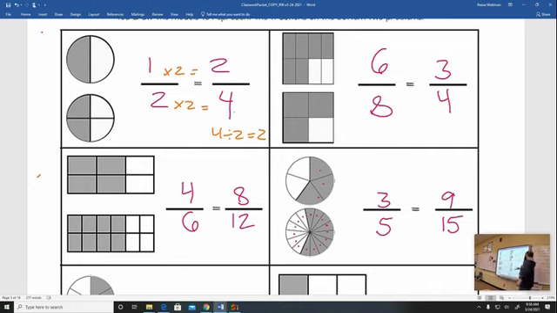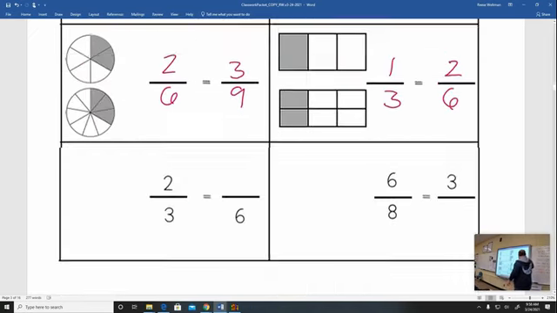What can you divide 6 by to get to 3, Schmidt? What times 3 equals 6? What times 2? Which means you do the same thing on the bottom. We found a common factor. As long as that common factor is there, then you know you can make an equivalent fraction, right? 6 divided by 2 equals 3. 8 divided by 2 equals 4.